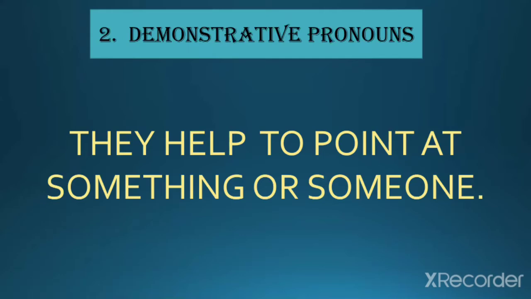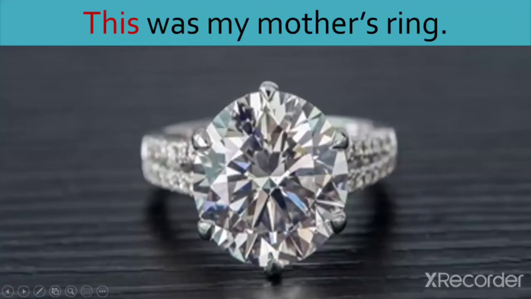So let us move on to demonstrative pronouns. Demonstrative pronouns help to point out to something or someone. So we have demonstrative adjectives as well, and I will explain the difference as we go through some examples. This was my mother's ring. So this here refers to a demonstrative pronoun. This is used in the singular. The most important demonstrative pronouns are this and that, these and those. This and that in the singular, and these and those for the plural. So this was my mother's ring. Here, this is the demonstrative pronoun.